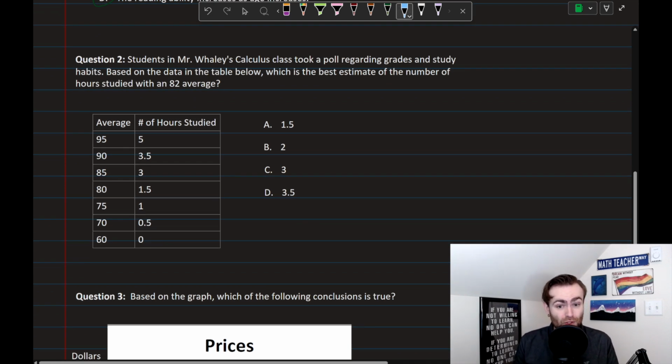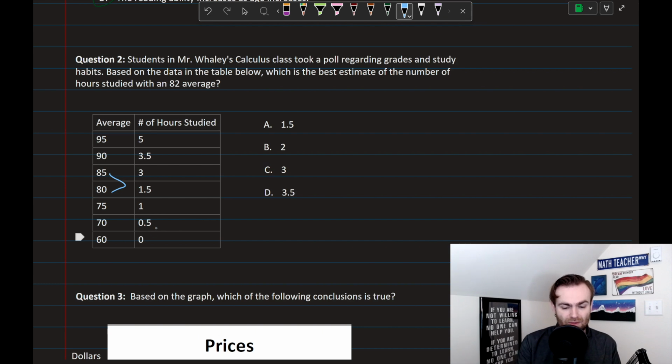Question 2, we're given a chart instead. So students in Mr. Whaley's calculus class took a poll regarding grades and study habits. Based off of the data in the table below, which is the best estimate for the number of hours studied with an 82 average? So if we look here, we see the average grade and the number of hours studied. So we're looking for 82. We're looking for something in between 80 and 85.